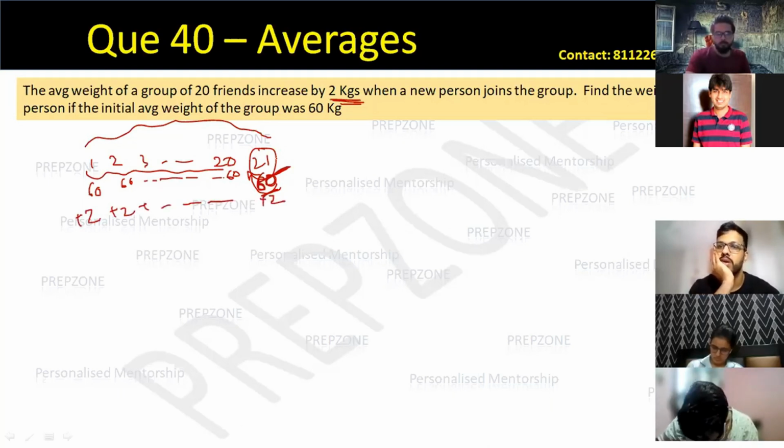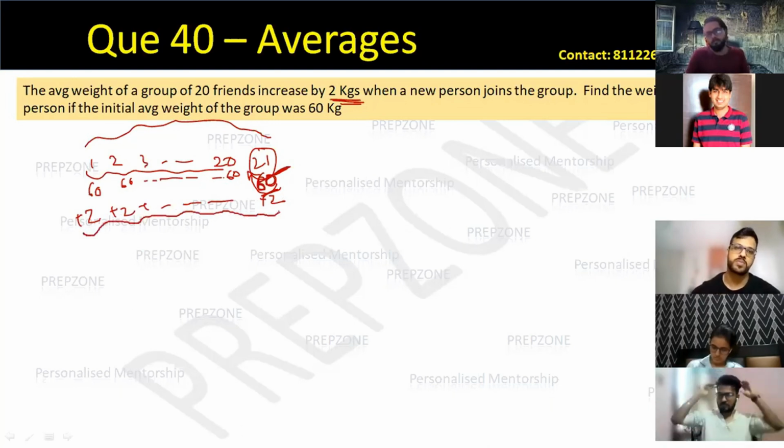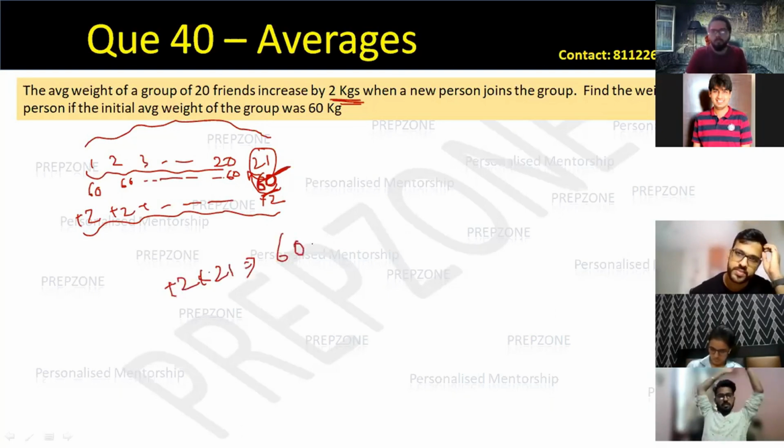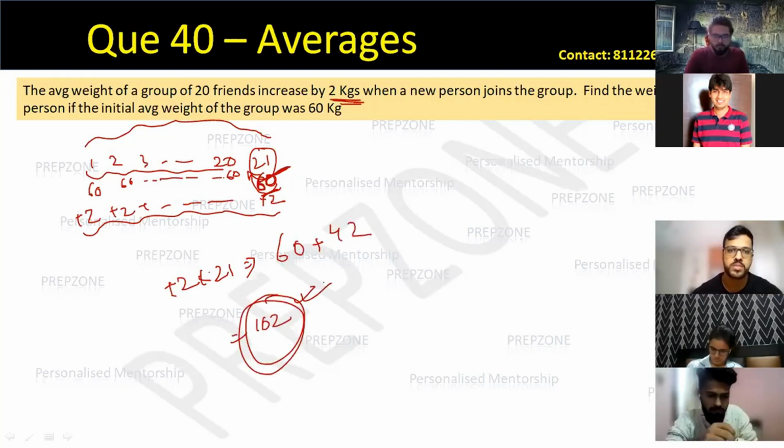So now we have 21. In total, this new person should have enough weight so that it can give +2 to 21 members, which means +2 into 21, which means he must have a weight of 60 plus 42, which is nothing but 102. This new person should have enough weight with him so as to give +2 to everyone. +2 to everyone means +2 into 21, that is 42. Which means his weight must be 60 plus 42, 102.